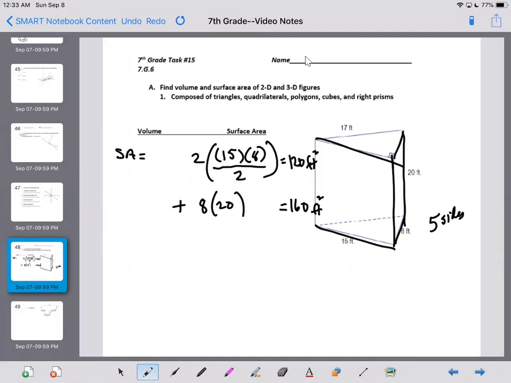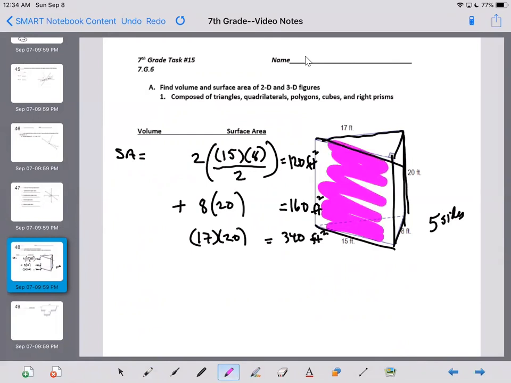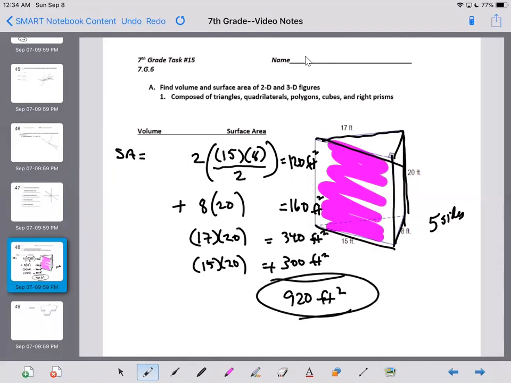And then we want to keep adding. So we've got the back side here. The back side would be a 17 by 20. And that's going to be 340 square feet. And then we've got the front side here, which would be 15 by 20, and that's going to be 300 square feet. So we're just going to add all those up. When you add all those up, you should get 920 square feet. So that would be your surface area.